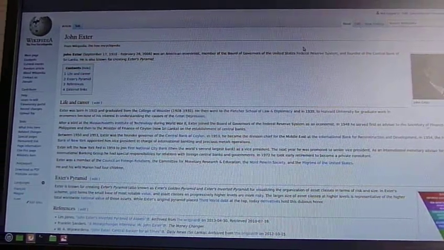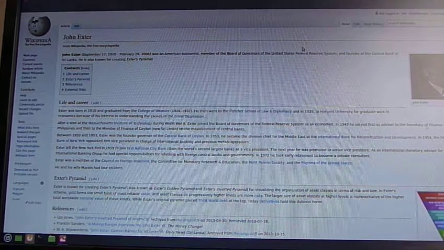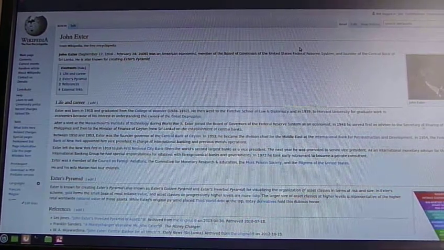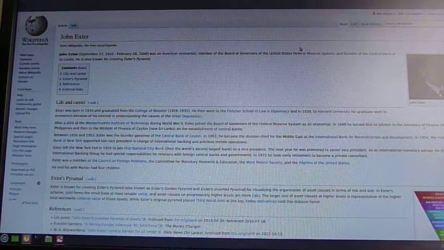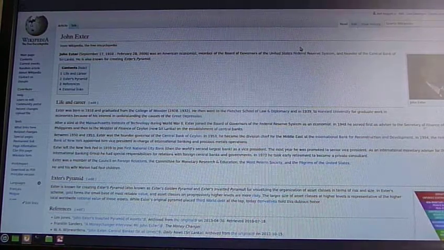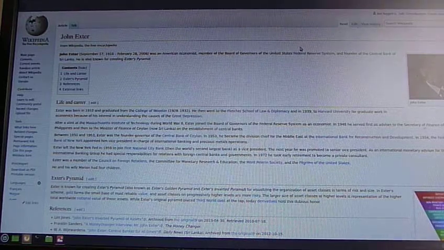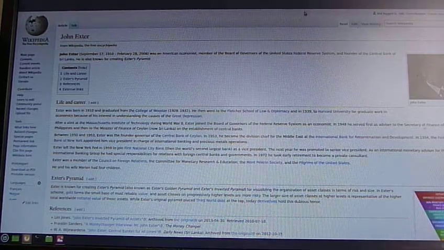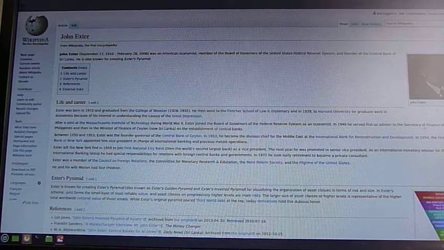So this gentleman, Mr. John Exter, helped found the Bank of Sri Lanka and other stuff. So like this guy was deep in the belly of the beast. So let's go look at Exter's pyramid.